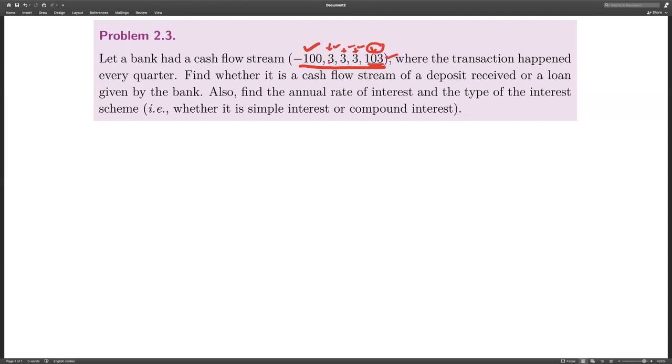Okay, so this can be viewed also as a bond, cash flow stream for a bond. You can see that the bank gave a loan at the rate of 3% per annum and collected the interest on a simple interest basis, right? So all this can be inferred from the cash flow itself.